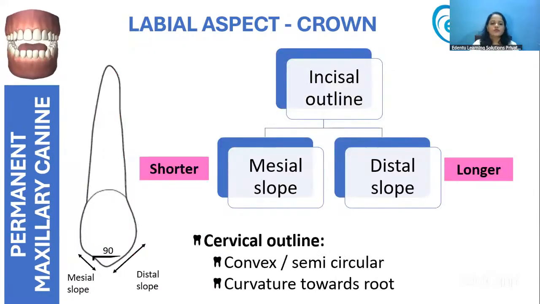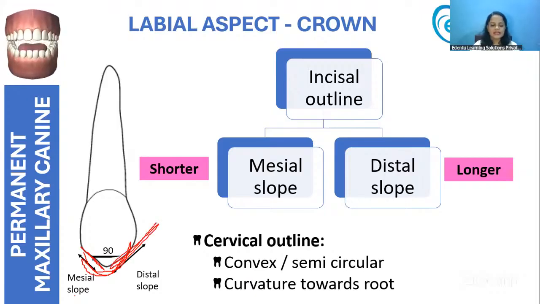Now, if you look at the incisal outline, or the occlusal outline, this outline, this incisal outline can be described with two slopes. One is this mesial slope, and this is the distal slope.